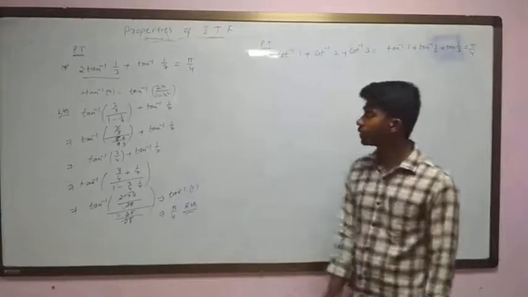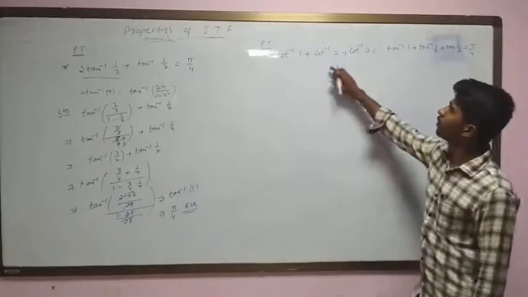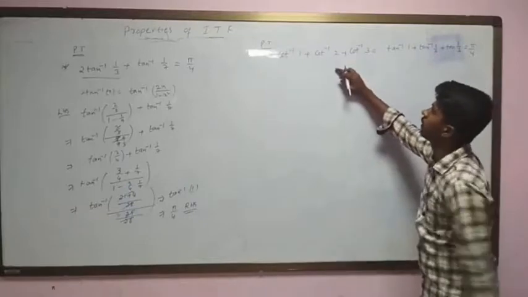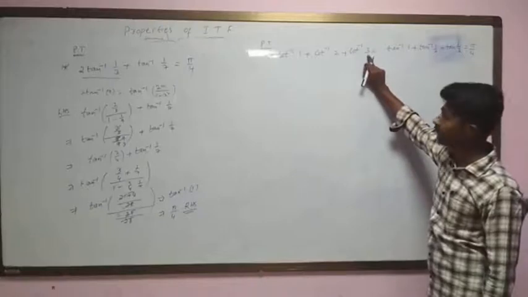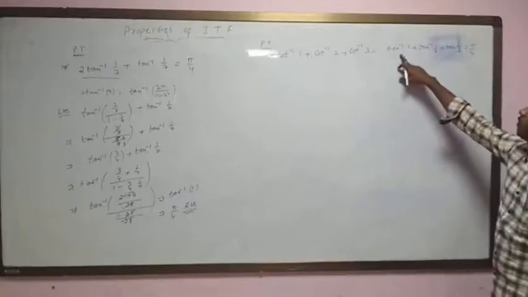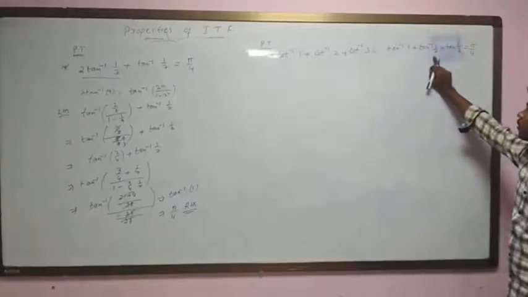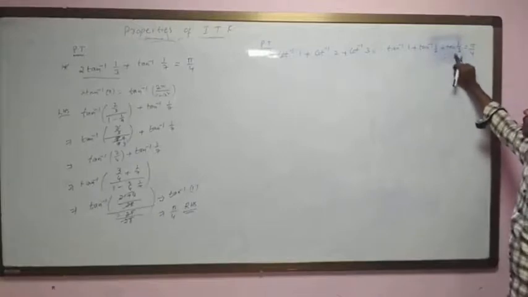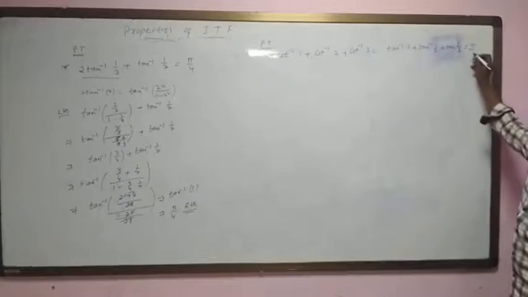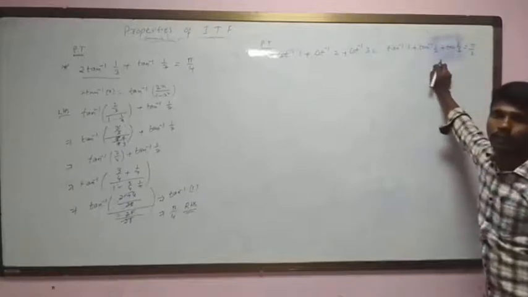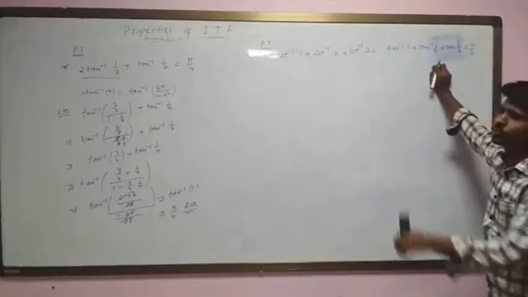Next, the next question. Prove that cot inverse of 1 plus cot inverse of 2 plus cot inverse of 3 is equal to tan inverse of 1 plus tan inverse of 1 by 2 plus tan inverse of 1 by 3, which is equal to pi by 2. So this one we have to prove.